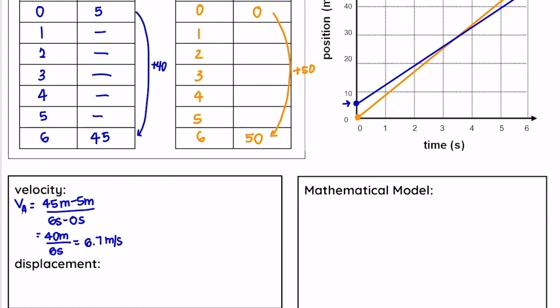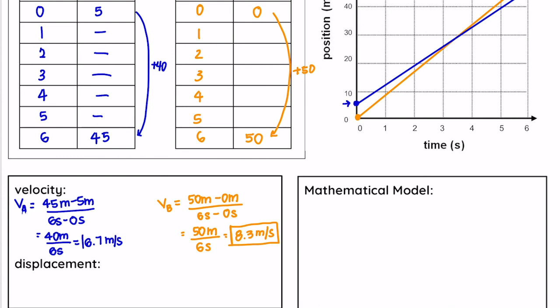And now for Bryce's velocity, he ended up at 50 meters and started at 0 meters. And it took him 6 seconds to travel. So 50 minus 0 is going to be 50 divided by 6 minus 0, which is 6. So we'll get 50 meters divided by 6 seconds is equal to 8.3 meters per second. So now we have Bryce's velocity at 8.3 meters per second, and we have Allie's velocity at 6.7 meters per second.